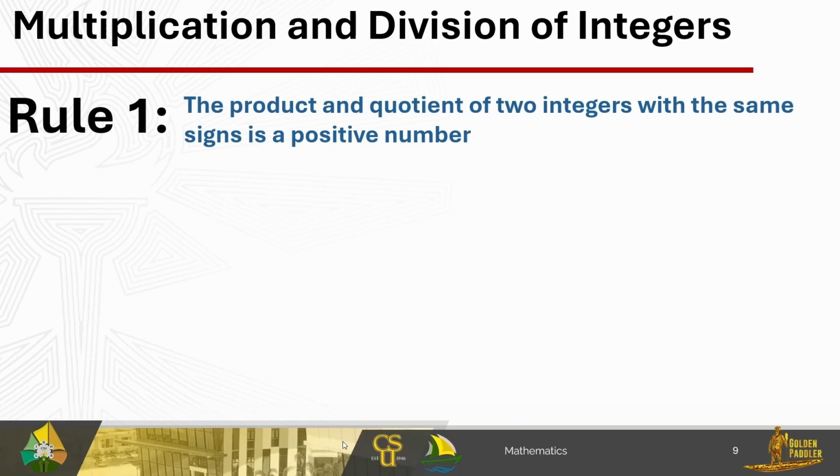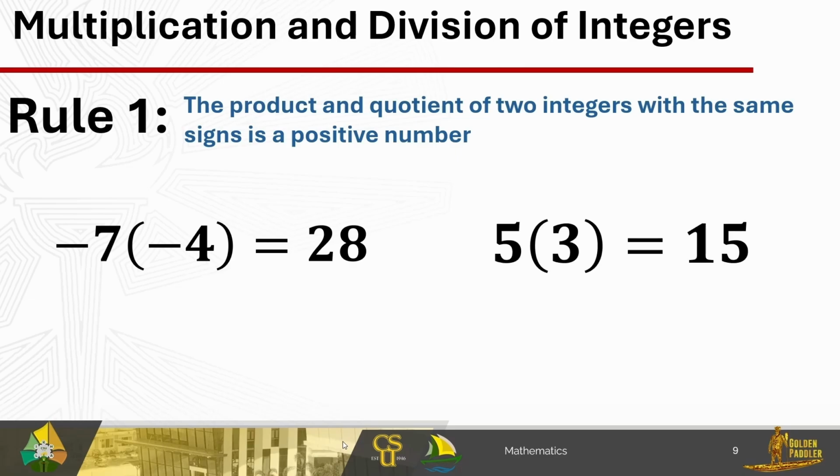Multiplication and division of integers. Rule number 1: the product and quotient of two integers with the same signs is a positive number. Say for instance, negative 7 times negative 4, the answer is positive 28. On the other hand, we have 5 times 3 is equal to 15.